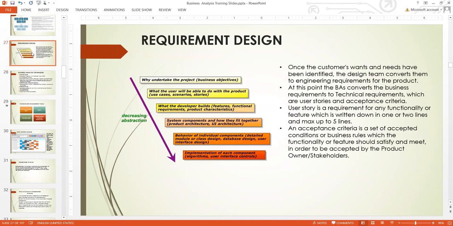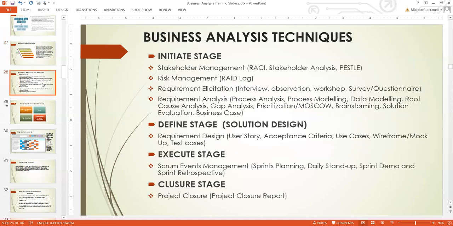Last night, we stopped at requirement design. So we've come to the end of requirement management. So tonight we are starting with various techniques in business analysis. And we did it in such a way that you see the techniques per stage during your project life cycle.